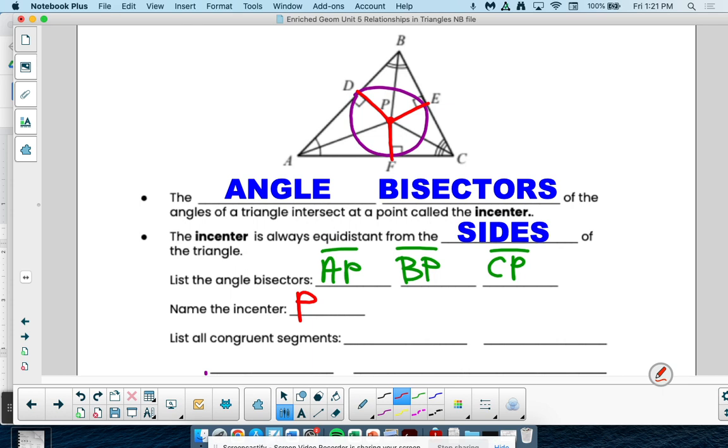Now we have a bunch of congruencies that exist. This is where I take out your little different colors, okay? The only problem is there's nothing marked on our picture right now. So is there any that you guys know? Anything that's equal? What if I said DB? What would DB be equal to? Yes, BE. So that's what I would highlight. Those two are the same.